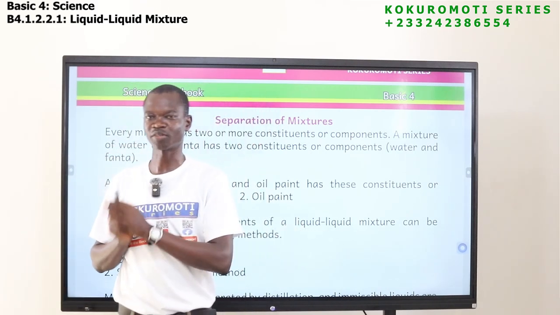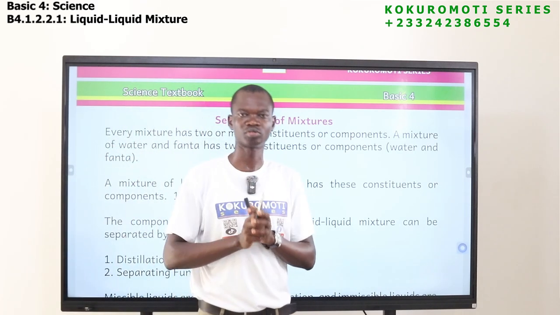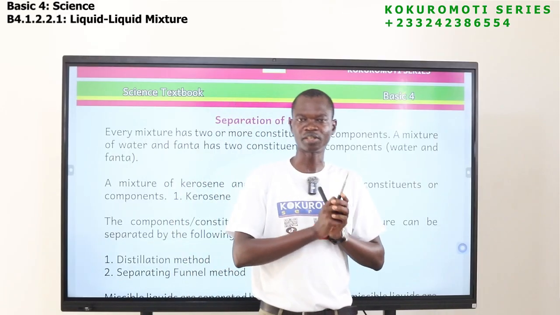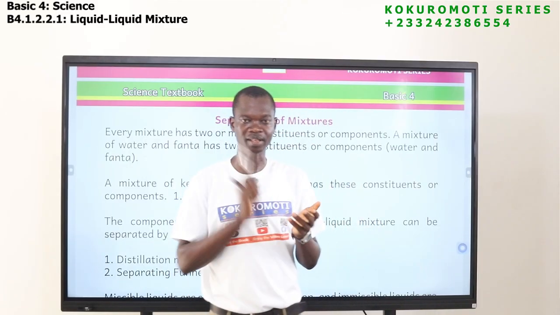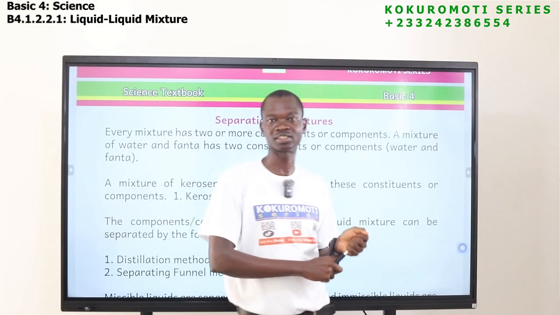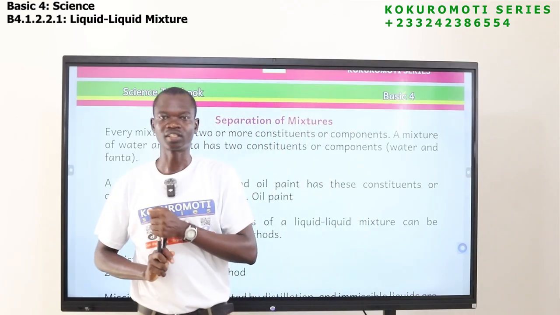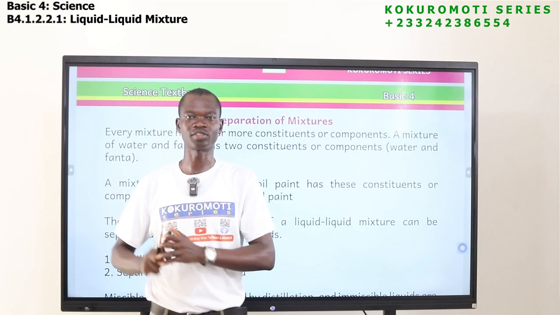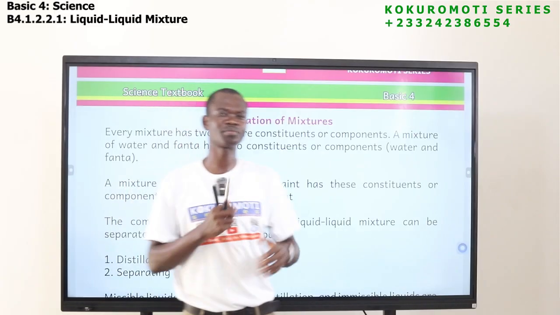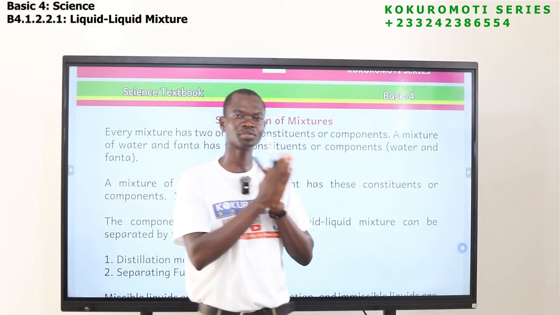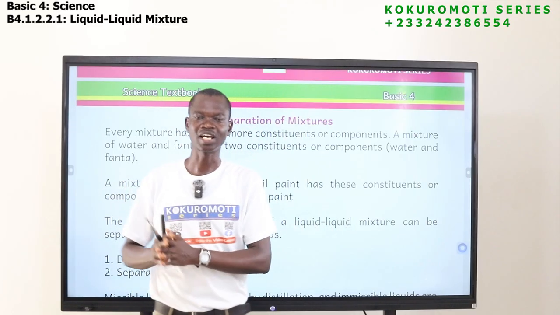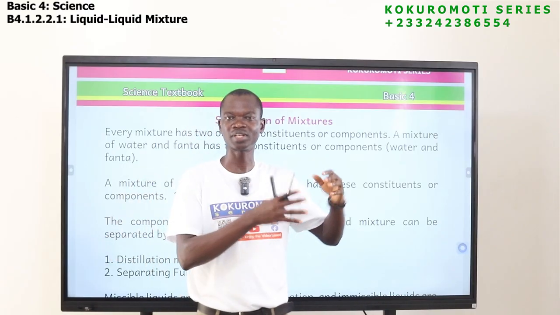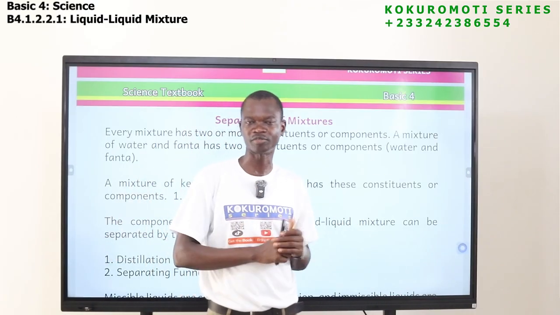Now, I have miscible liquid, I have immiscible liquid, but I've decided to separate them. The Fanta and the water, I've decided to separate it. The cooking oil and the water, I've also decided to separate it. So how do I separate these, the miscible liquids and immiscible liquids? How do I get the components separated in each type of mixture?